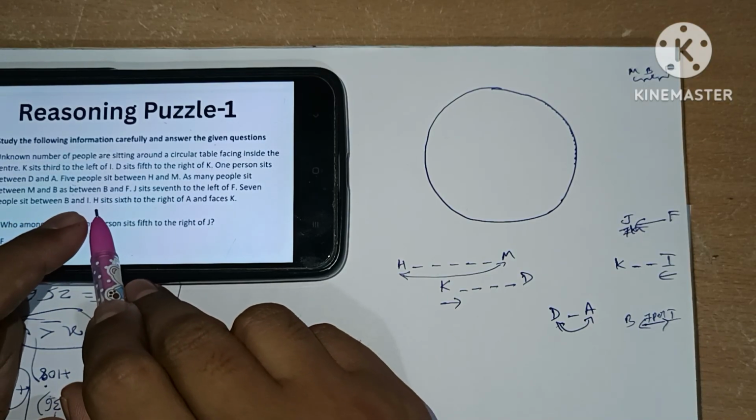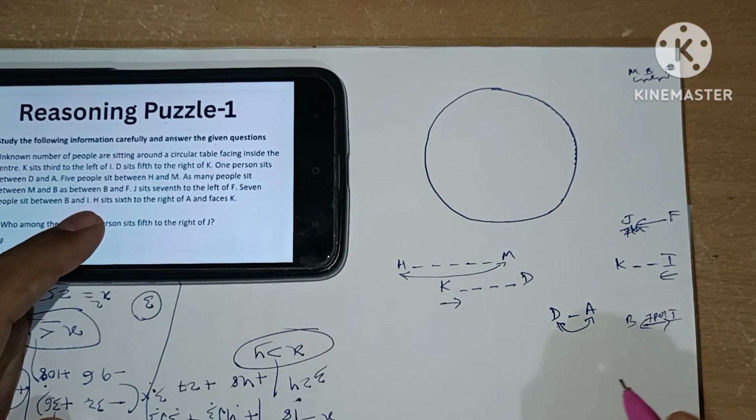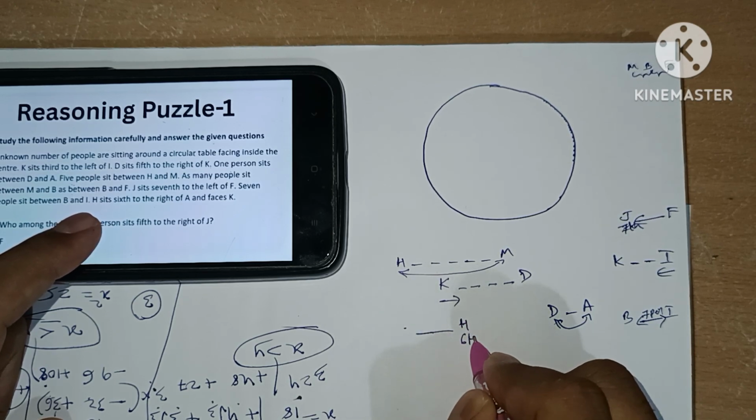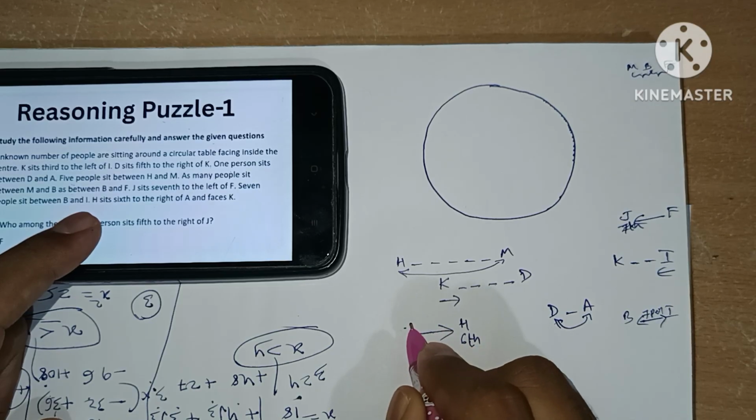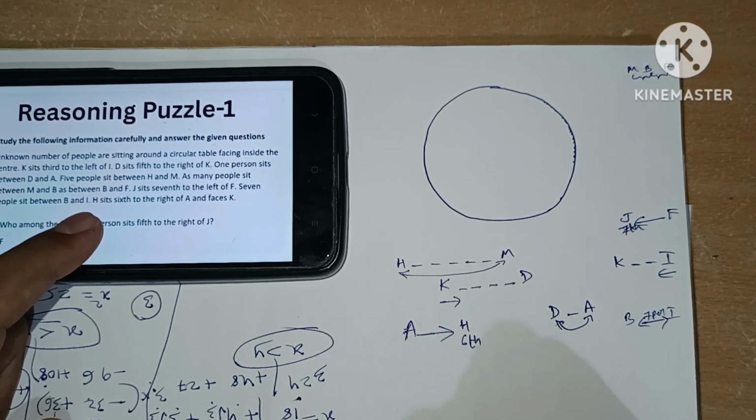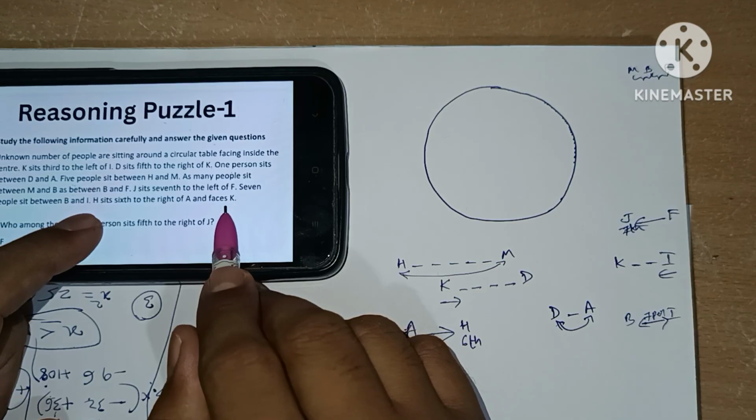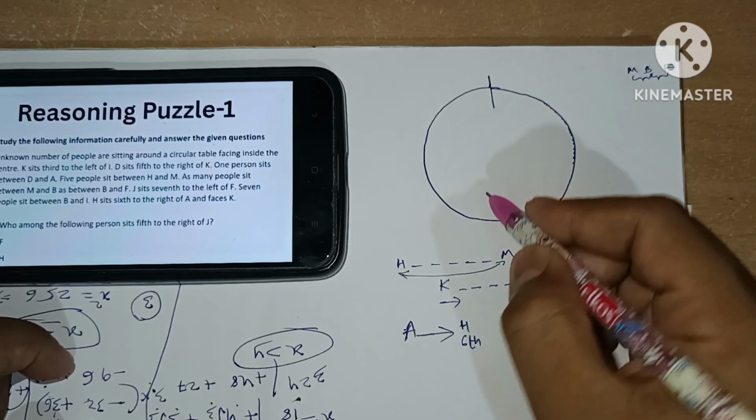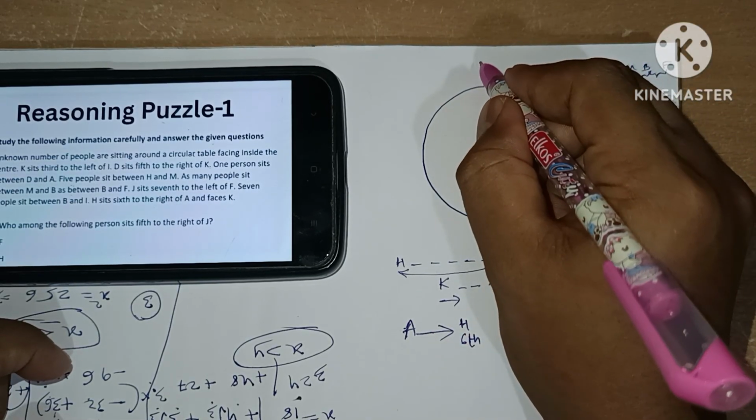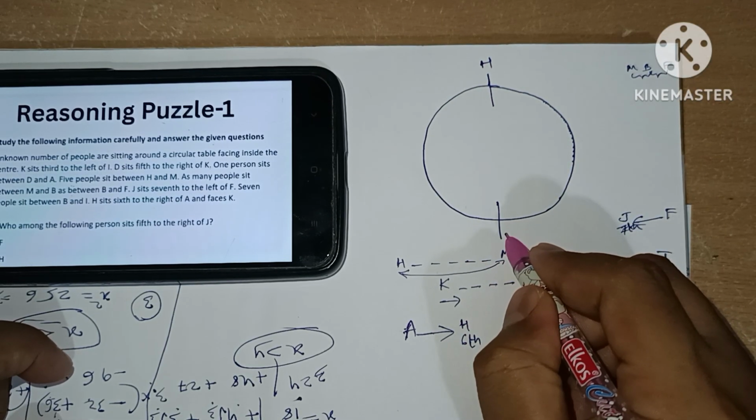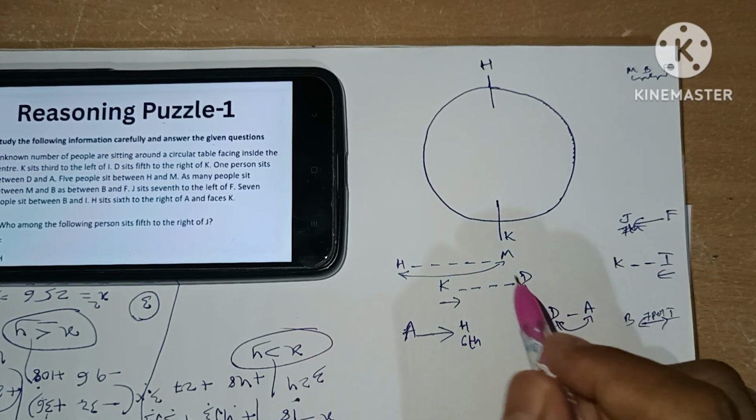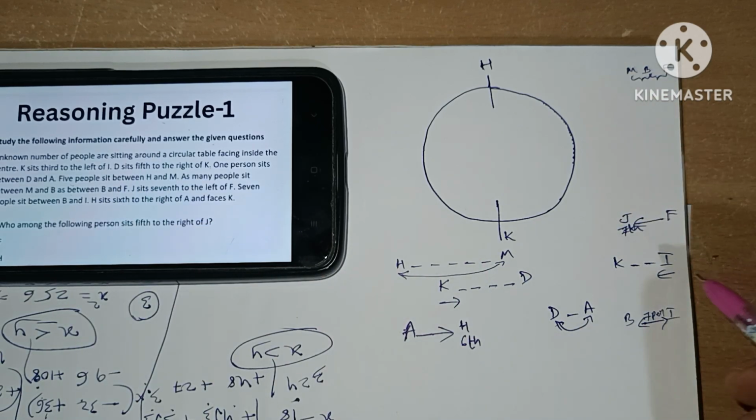Next one. H sits 6th to the right of A, and faces K. It means H faces K. So let's start with this one. We have completed all the statements and these are the rough statements. We need to find our solution using these rough statements.